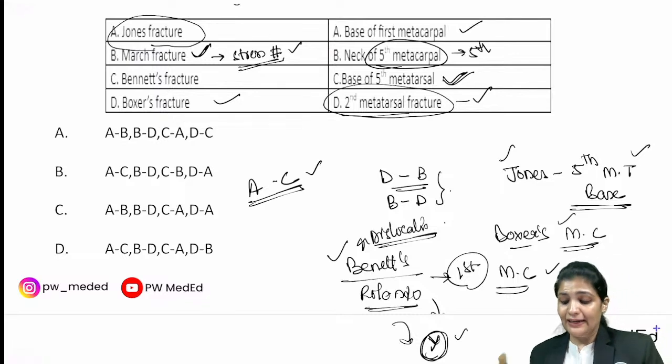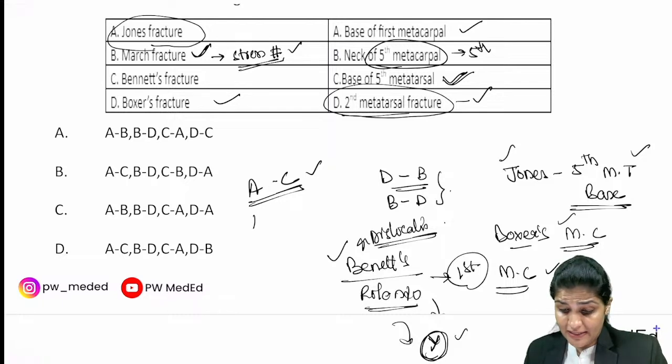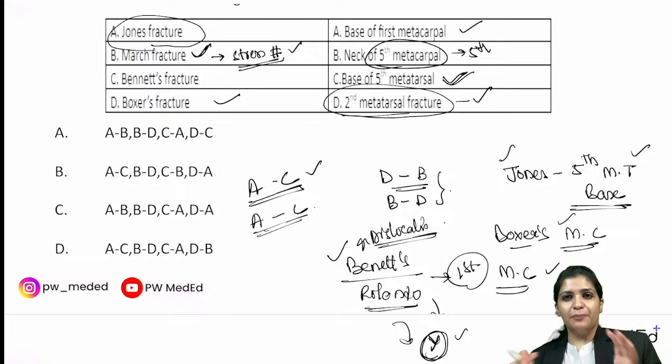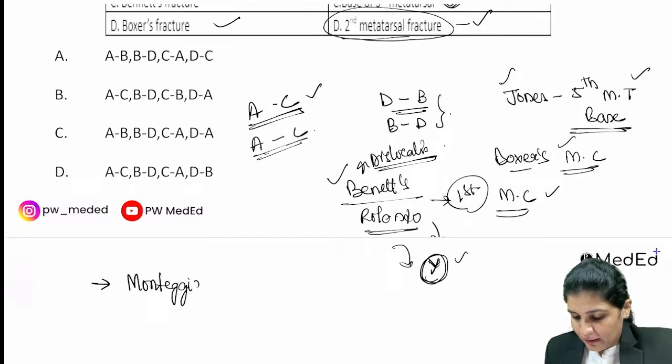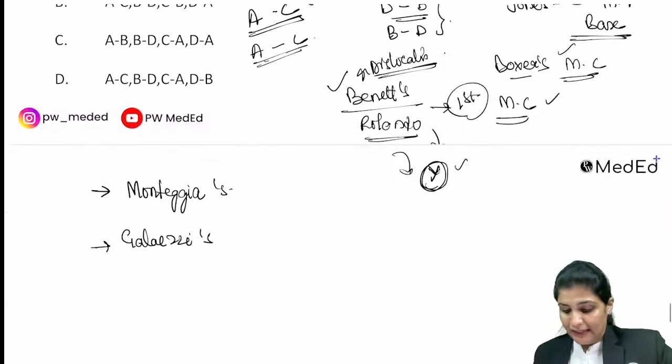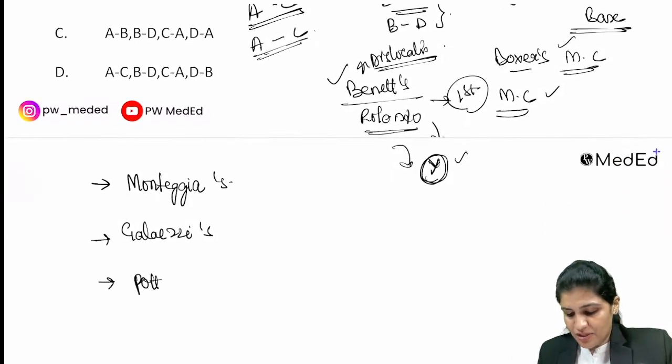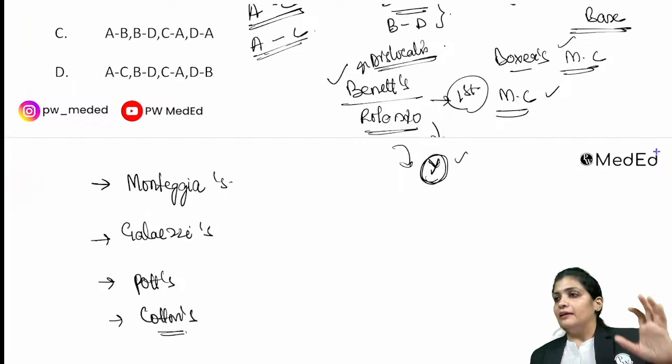So A is C, D is B, B is D, and then the last one, Jones fracture, that is A for your C. Right? So that is the various eponyms of the fractures, and then you have your Monteggia, and then you have your Galeazzi fracture. Right? So these are also some of the named fractures, and then you have your Pott's fracture, then your Cotton's fracture. So there were names which are there.